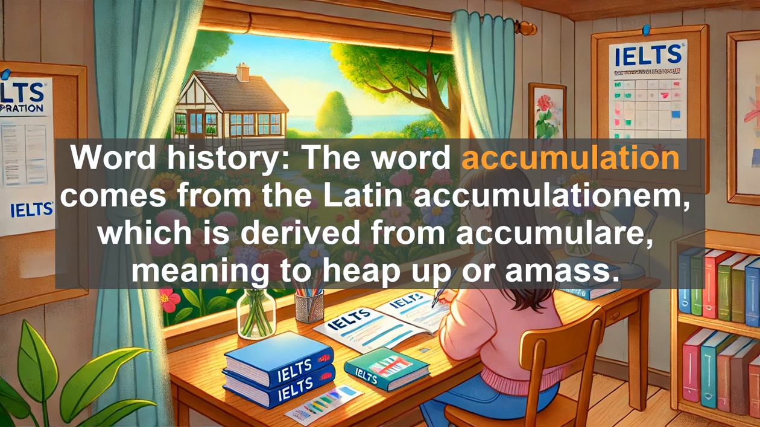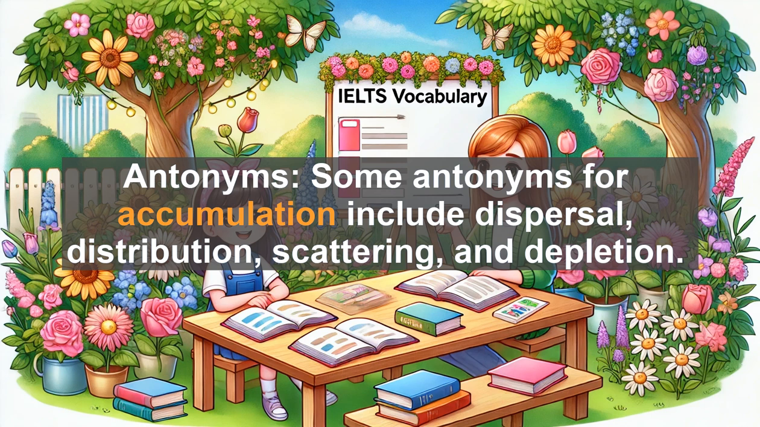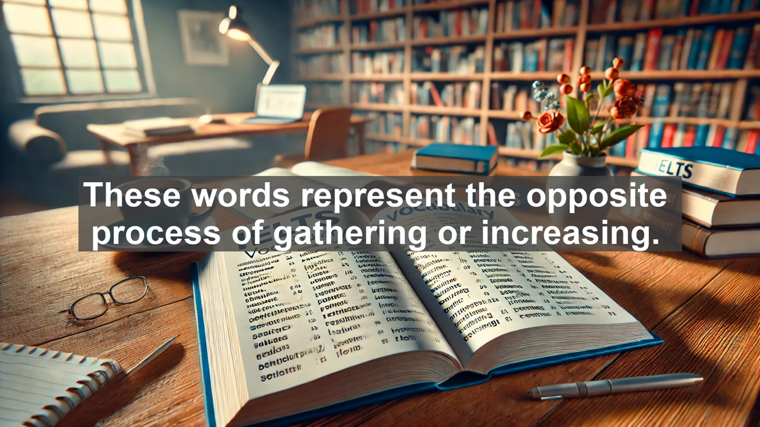Word history. The word accumulation comes from the Latin accumulationem, which is derived from accumulare, meaning to heap up or amass. It entered the English language in the late 15th century, initially used in legal and financial contexts before broadening its usage. Antonyms. Some antonyms for accumulation include dispersal, distribution, scattering, and depletion. These words represent the opposite process of gathering or increasing.